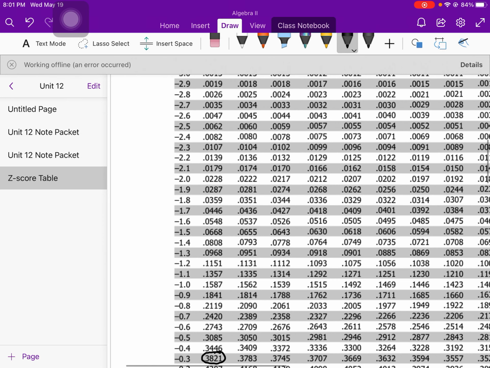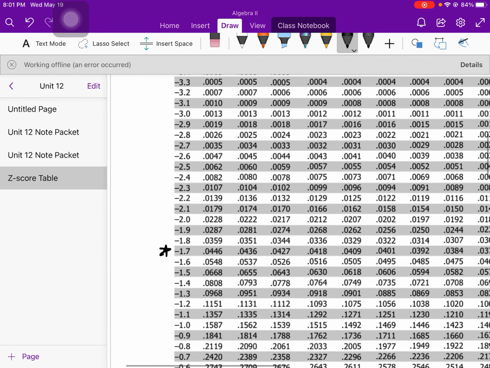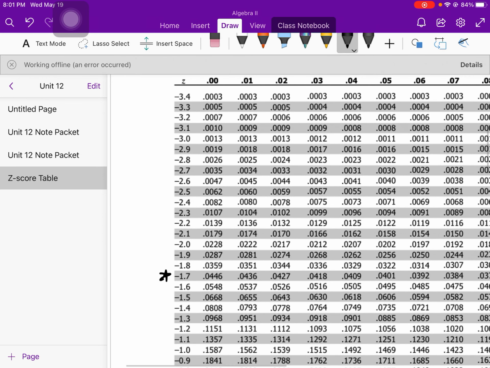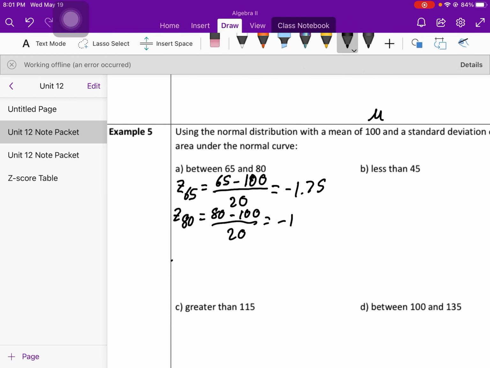Let's go up to the negative table. Negative 1.75, so I'm here for negative 1.7. And then 5 is here, so I'm going to scroll down. Here's my number right there, 0.0401.